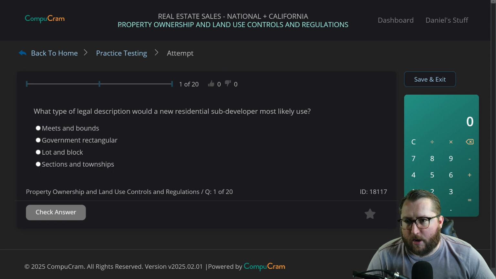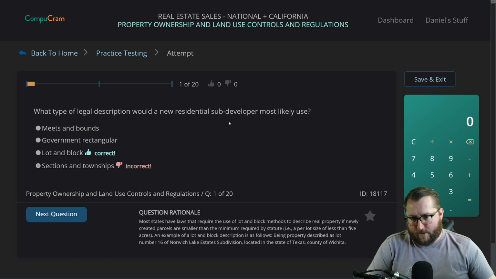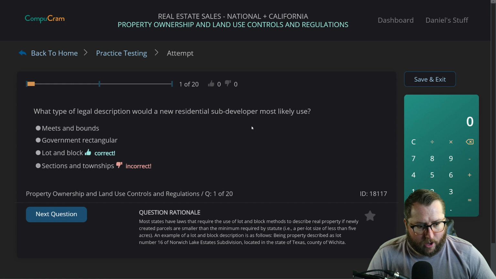Remember, this is on the national exam and the California exam, property ownership and land use controls and regulations. This one's kind of tough. What type of legal description would a new residential sub-developer most likely use? I think it's sections and townships. No, lot and block. Okay, that makes sense. I thought that was more like common terms instead of government terms, but there you go.